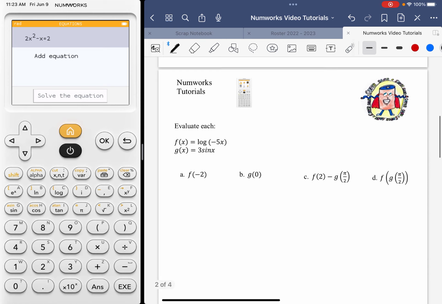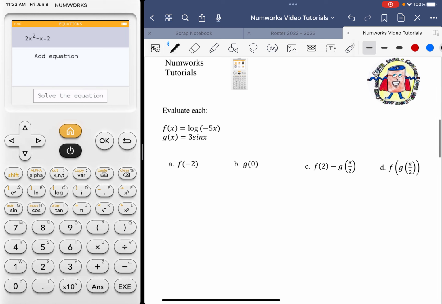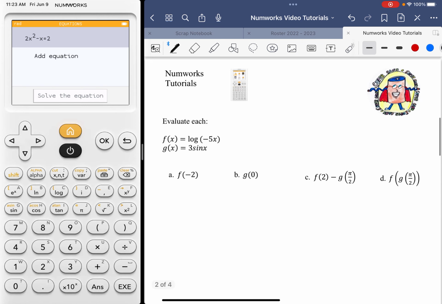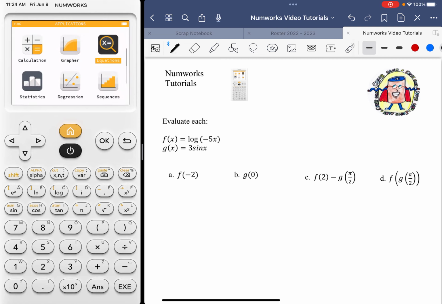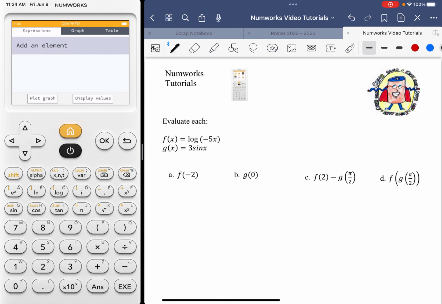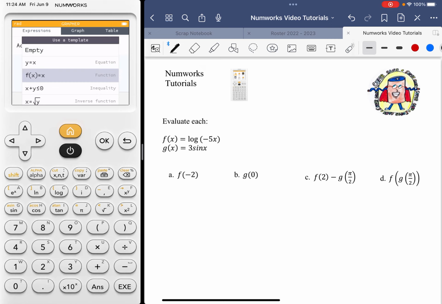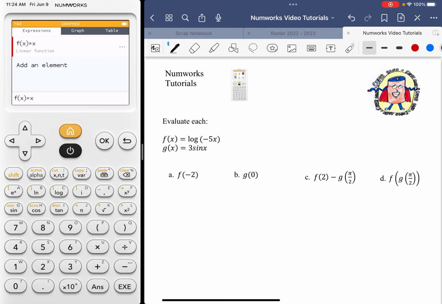The second one, evaluate each. If you're evaluating it, you may want to use the table. If you think about the TI method, you'd use a table of values, figure out f of negative 2. That's what is y when x is negative 2. But you can do the same thing here. You go to grapher, add an element, same deal, type it in. If you want to just choose the template that has the f of x in it, so you don't have to worry about bringing up the x, that's fine.